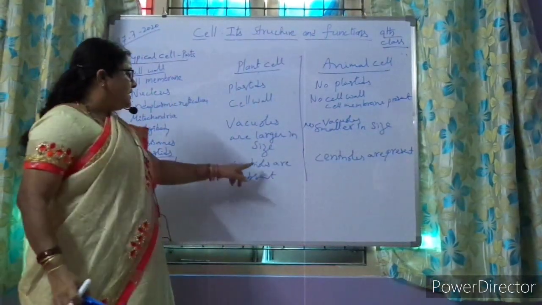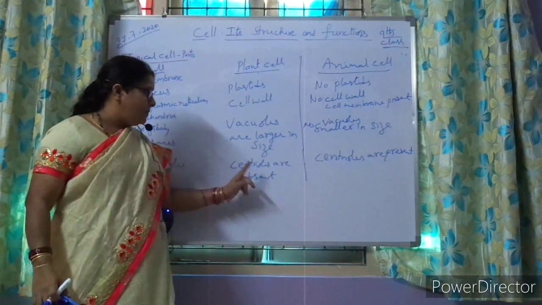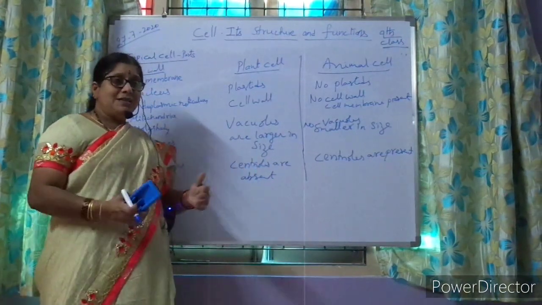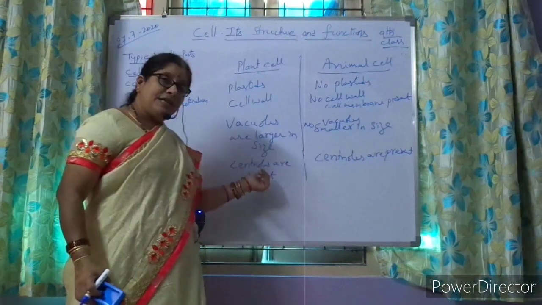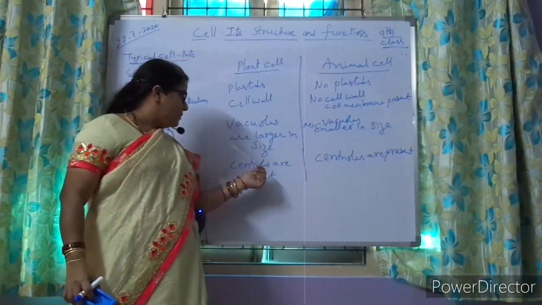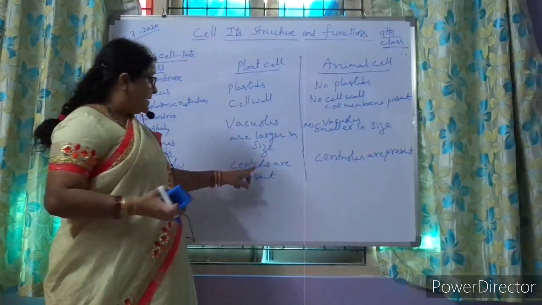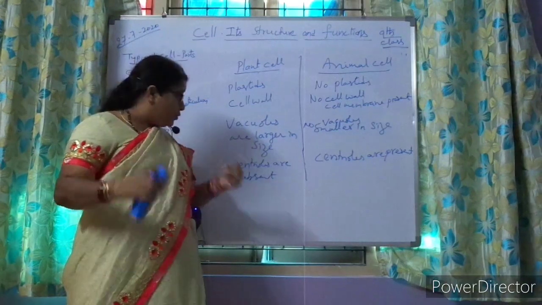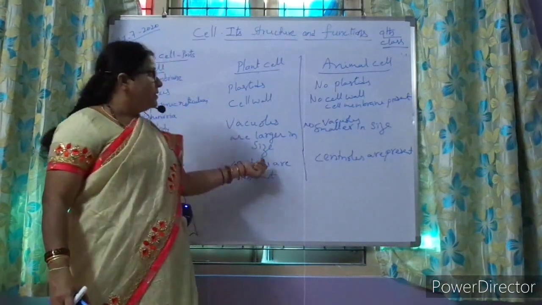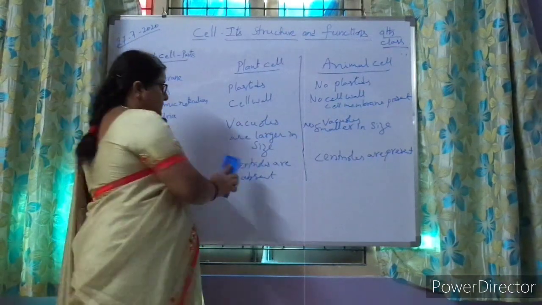Now listen. What are the functions of the centrioles? The centrioles help in the cell division process. As an organism increases its size, that is because of cell division. So cell division happens because of the centrioles. Cell division means the cell is dividing into two parts, and that is because of centrioles. Okay, so please note down and fill it up.